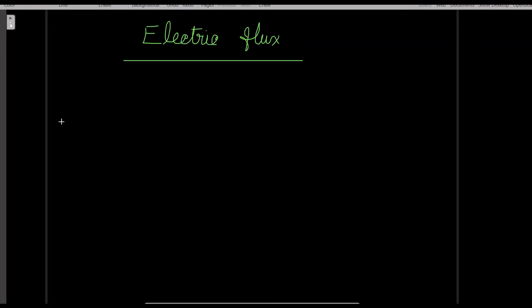Electric flux is the total normal electric field lines crossing through a surface. Let us see the difference between electric flux and electric field. We create a uniform electric field here.